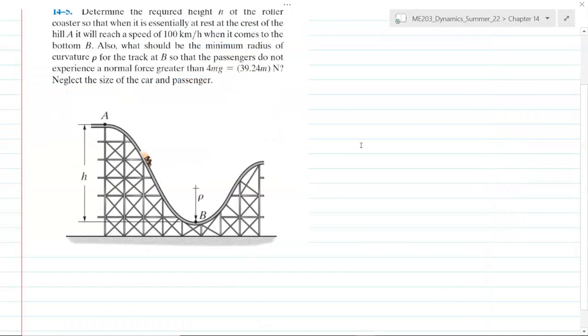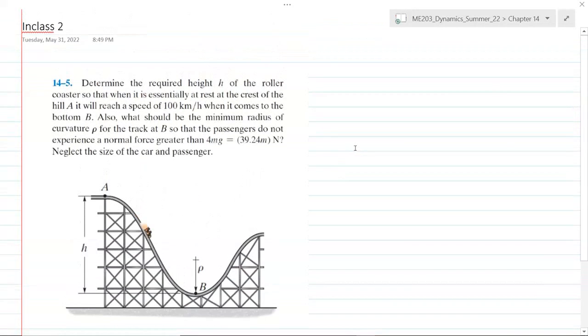Chapter 14 in-class exercise 2, problem number 14.5. Determine the required height h of the roller coaster so that when it is essentially at rest at the crest of the hill A, it reaches a speed of 100 km per hour when it comes to the bottom B. So this is one question. There are two questions here, and the second question starts from here.